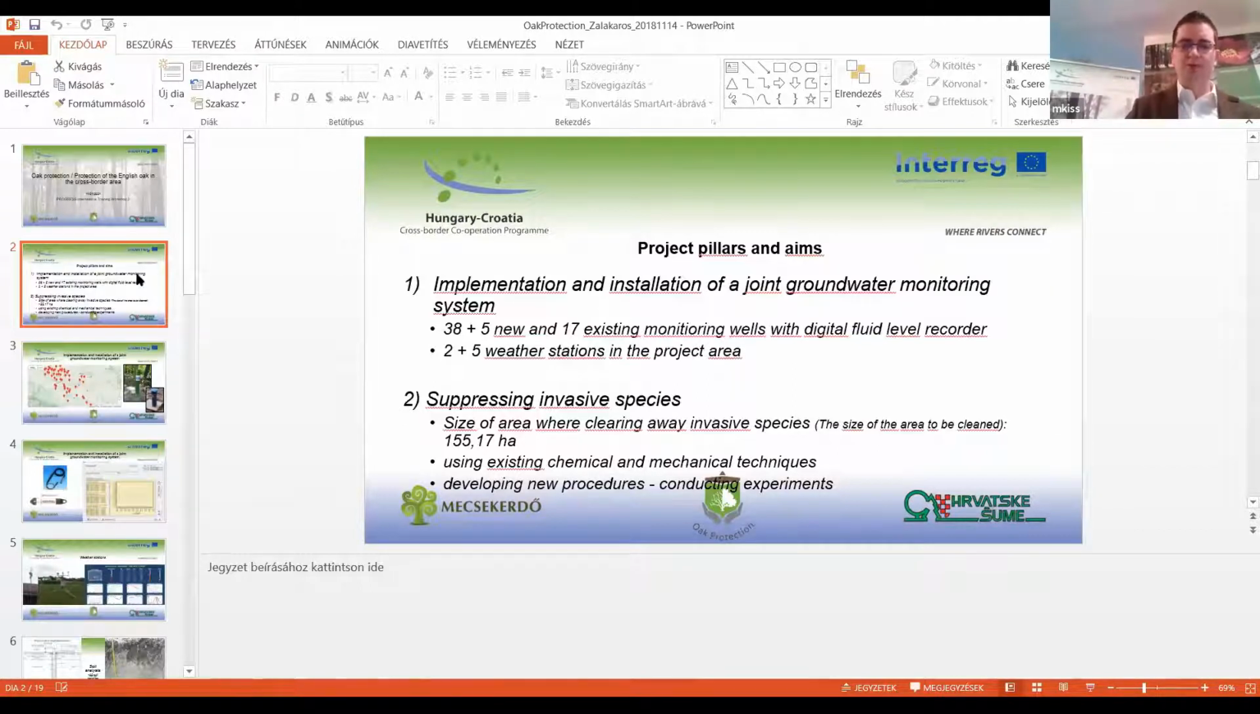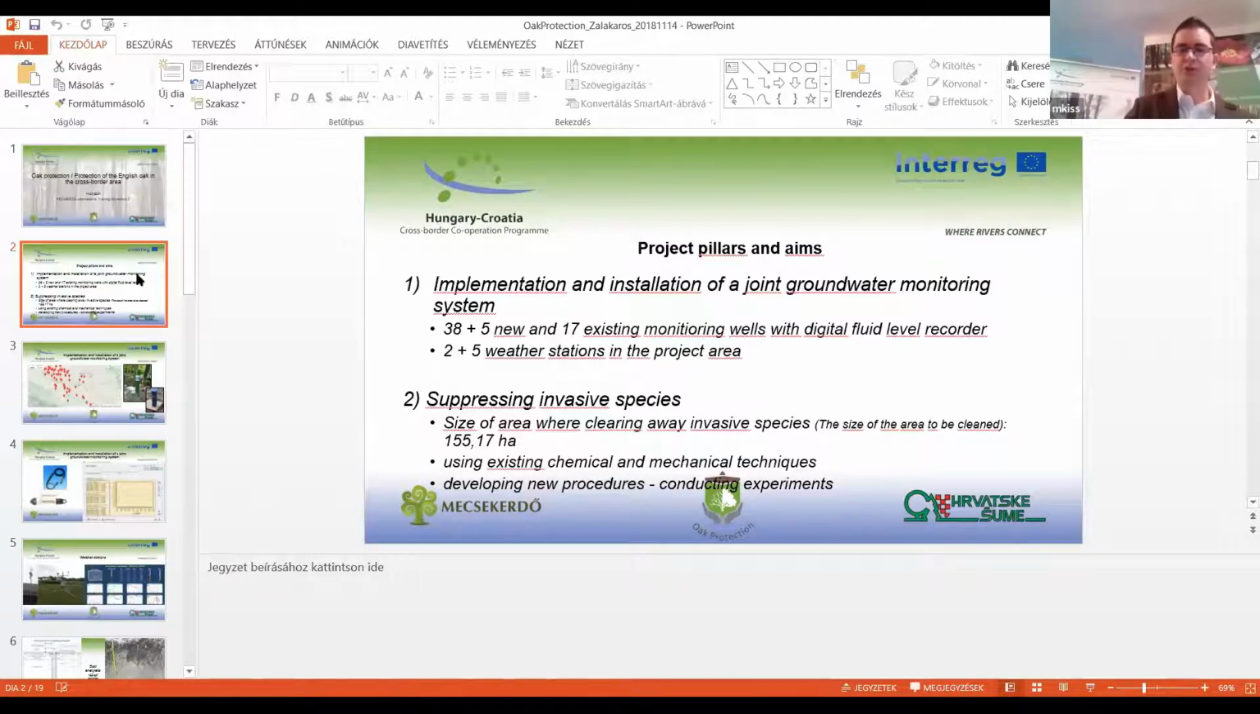The project had two objectives. One of them was the monitoring of change in groundwater level, because we wanted to know how vegetation tolerates the water level changes. So at first we installed a cross-border groundwater monitoring system.